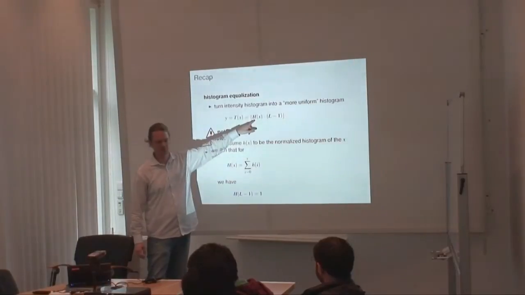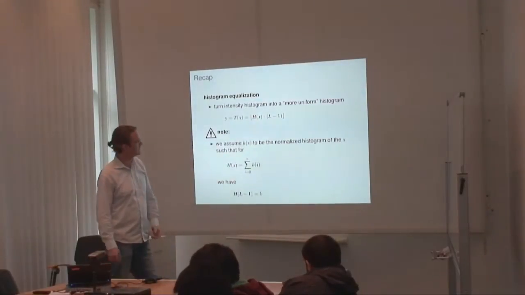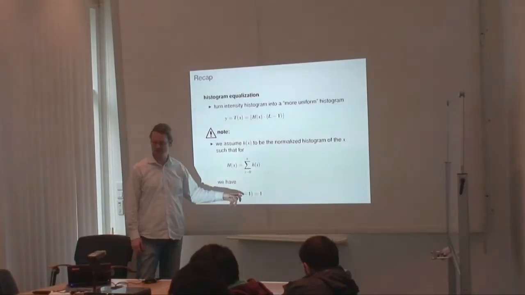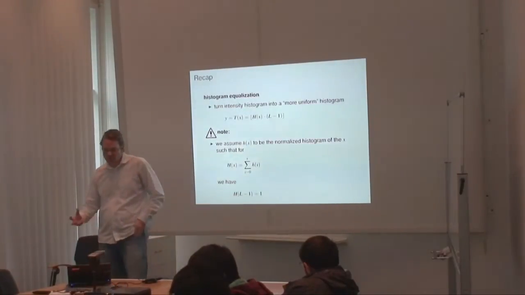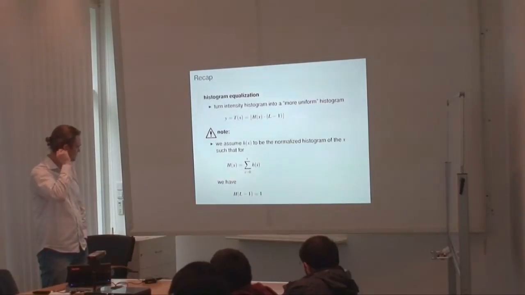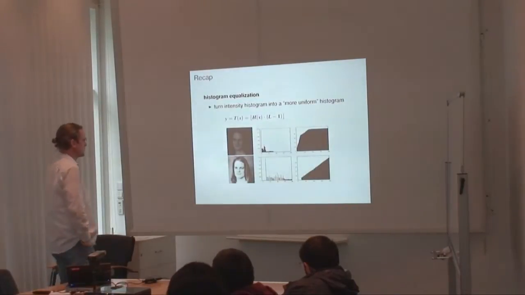Last time it was not normalized, but I had the normalization contained in the equation. Now there is no normalization because I assume that happens in advance. So I assume the histogram to be normalized such that the cumulative histogram assumes a value of 1 for the last bin. Here is the effect of that.